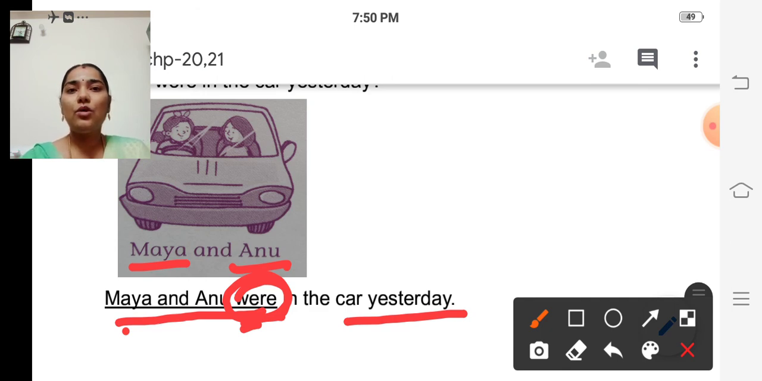So we are using two words to denote the past tense. If it is singular, then we have to use was. If it is plural, then we have to use the verb were. Okay? So clear, children? Yes.